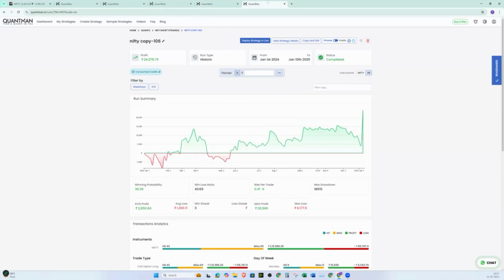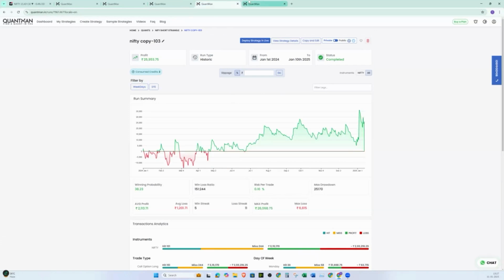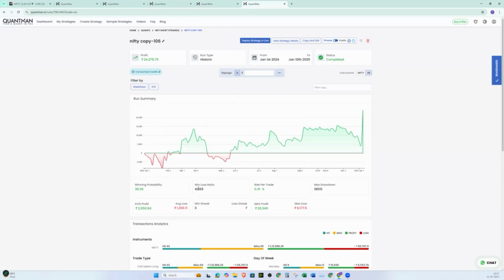This is the old one, this is the new one. Compared to this, here our trade count decreases, from around 110, 112 trades taken, the winning probability is 38%, the risk to reward is 1:2, and the drawdown is 18,000. Okay, we need to improve even more.